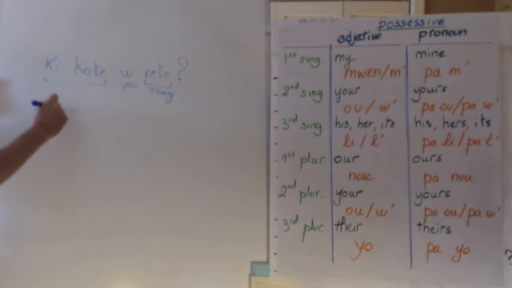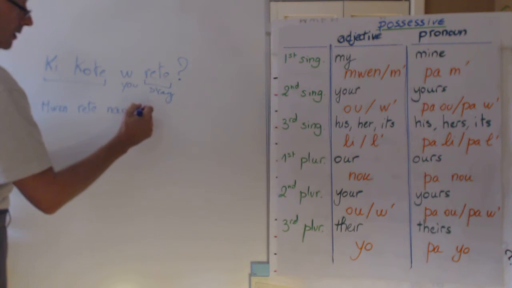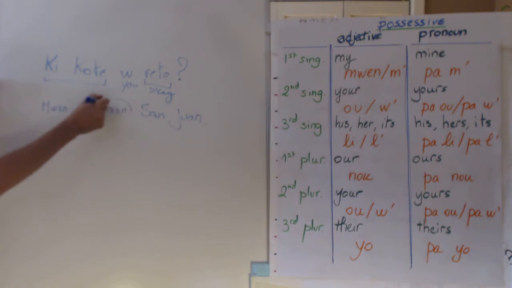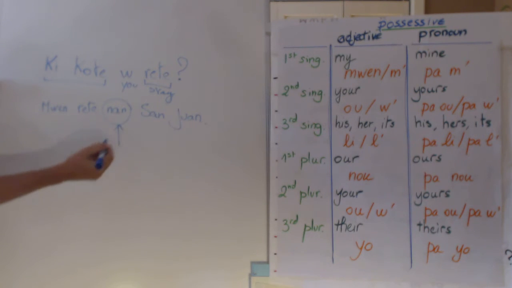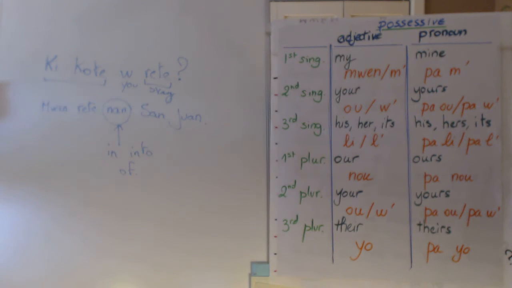You can say moi, mwen rete nan San Juan. Moi, j'étais dans San Juan. This can be several things. It can be in, into, and also of. Let's look at another one. For instance, kèk is another one. Kèk means some.